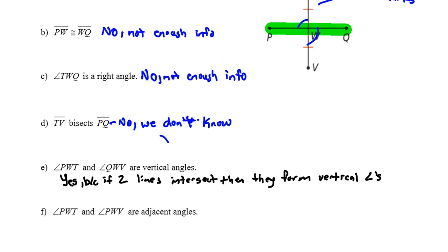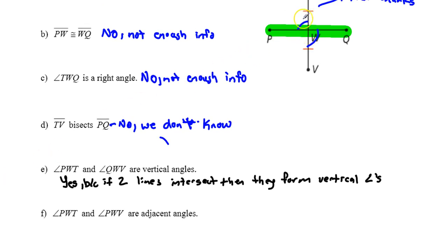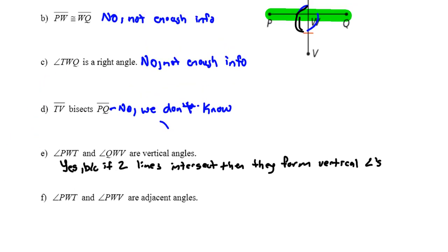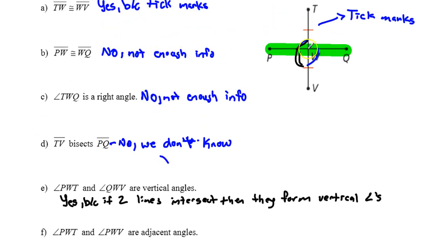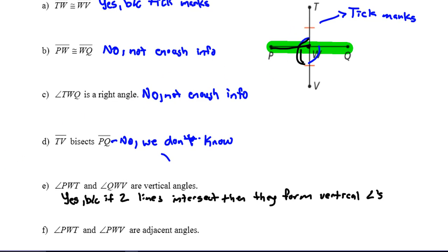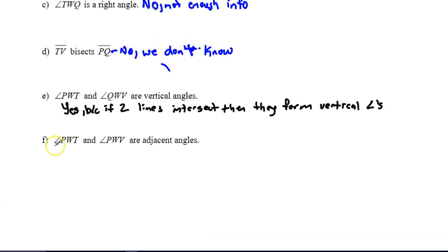How about F? PWT, this angle up here, and PWV, this angle, are they adjacent angles? Well, look at that. Adjacent. What are the three things that we need? We need a common vertex. They have that. We need a common ray. And we have no overlap or no kind of shared spots. And so we would say yes.